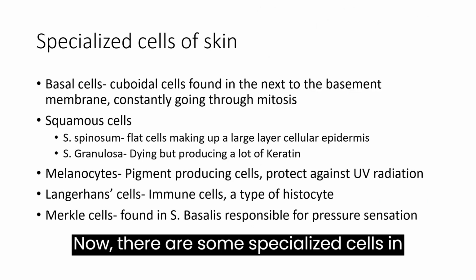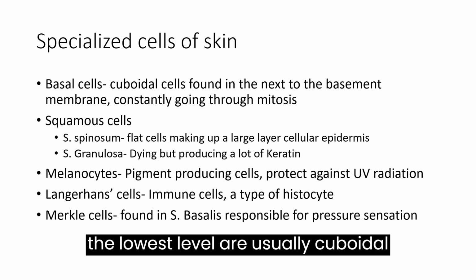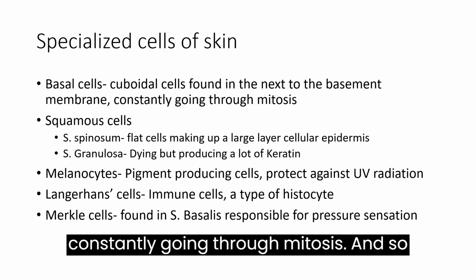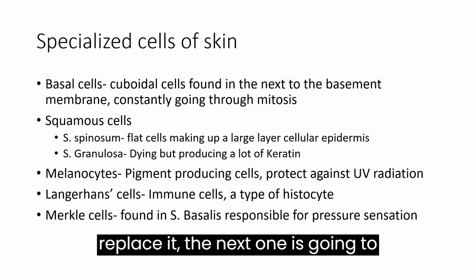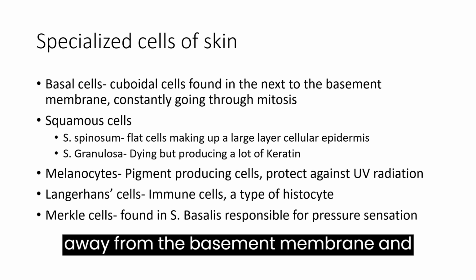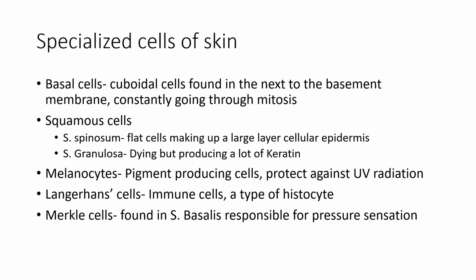Now there are some specialized cells in the skin. The basal cells, the cells at the lowest level, are usually cuboidal cells, and they're the cells that are constantly going through mitosis. And so they make cells, one is going to replace it, the next one is going to move up, and slowly it's going to move away from the basement membrane and start modifying itself and dying.